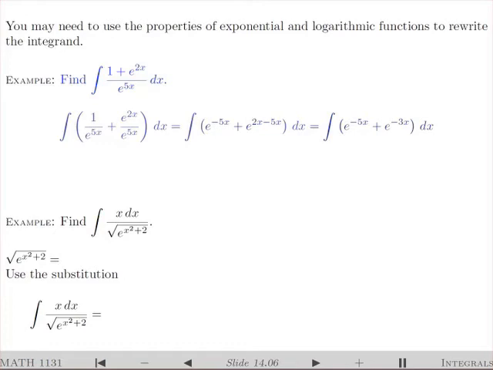The integral of e to the power kx dx, if k is a constant, is e to the power kx over k plus the constant of integration. So for e to the power negative 5x, an antiderivative is e to the power negative 5x over negative 5, and for e to the power negative 3x, an antiderivative is e to the power negative 3x over negative 3, and for the general antiderivative I need the constant of integration.